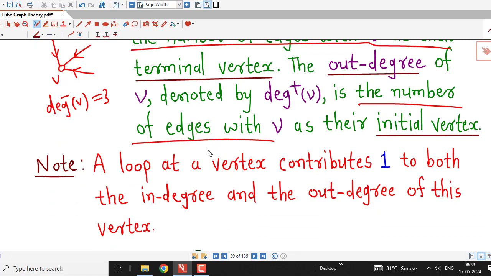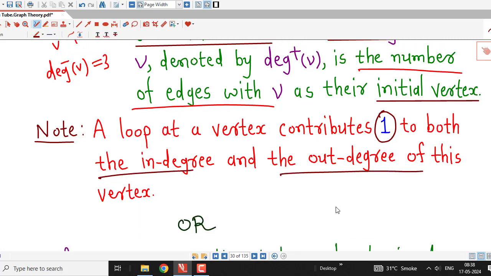If we have a loop in a diagram, then the loop contributes 1 to both the in degree and the out degree of that vertex. For example, suppose I have a loop here, then a loop is a directed edge whose initial and terminal points are the same. Therefore, if there is a loop at a vertex v, then we consider the in degree of the vertex as 1 and the out degree of the vertex as also 1.